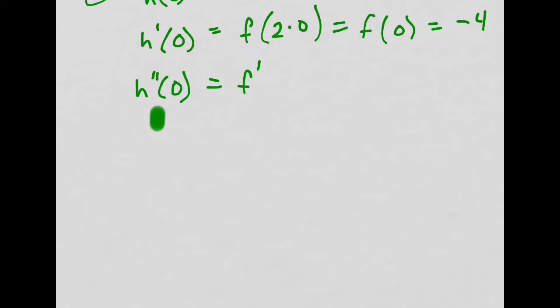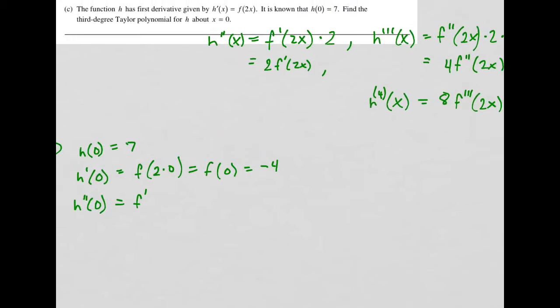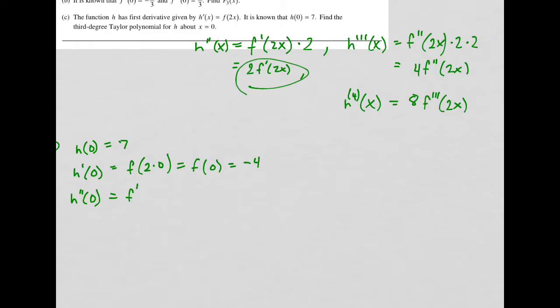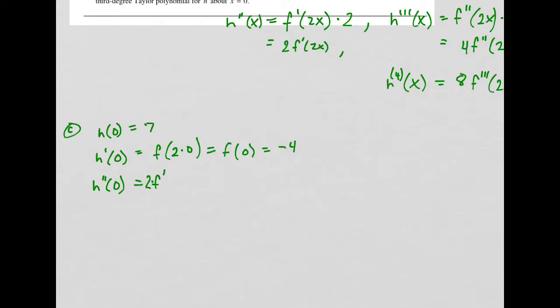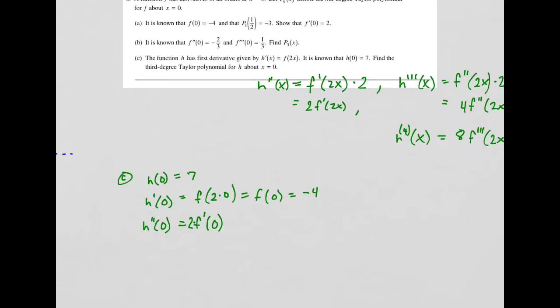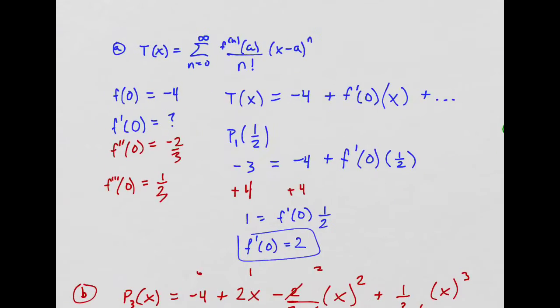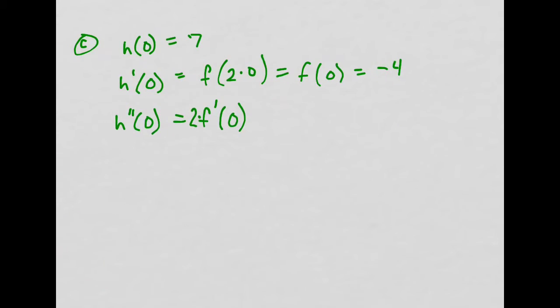So now hopefully this makes sense. h double prime, I can go up here. That's this, and that's the same thing as 2 times f prime of 2 times 0. So that's f prime of 0, right? Well, I already know what f prime of 0 is. I had it over here. f prime of 0 was 2, right? So this becomes 4.